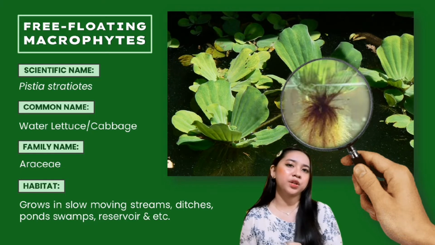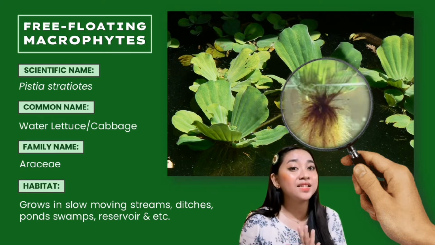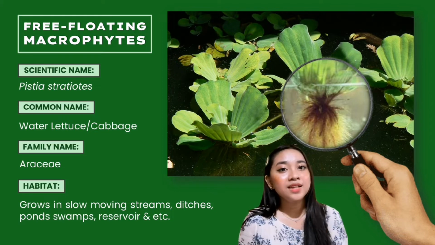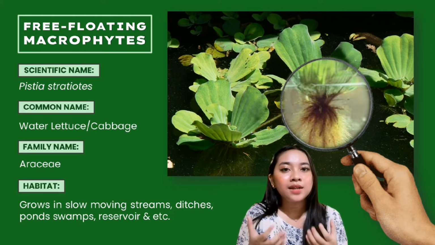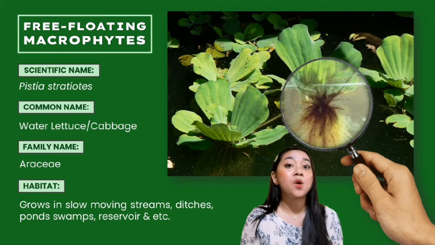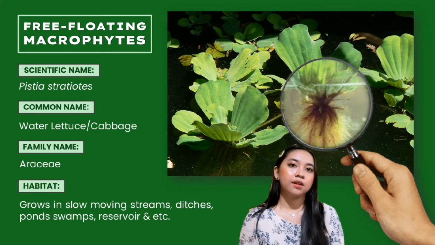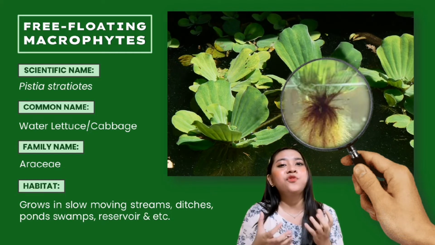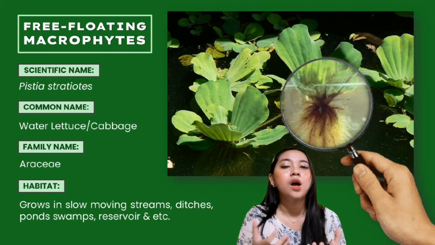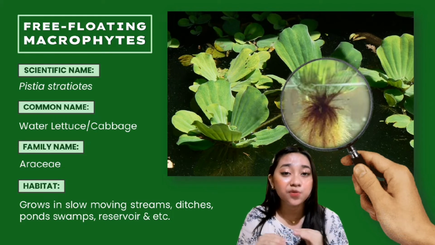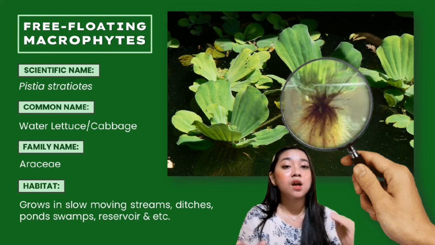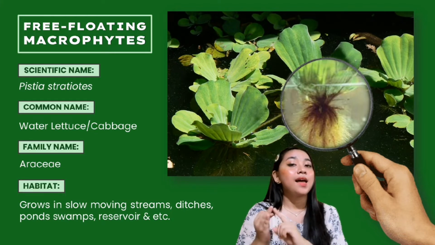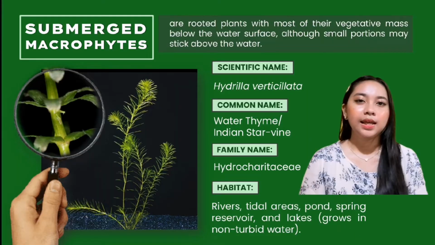Another example of free-floating macrophytes is from the scientific name of Pistia stratiotes, commonly known as the water lettuce or cabbage, belonging to the Araceae family. It is a small evergreen perennial plant with feathery roots which form rosettes of leaves and is found mostly in slow-moving water like lakes, ponds, and ditches.